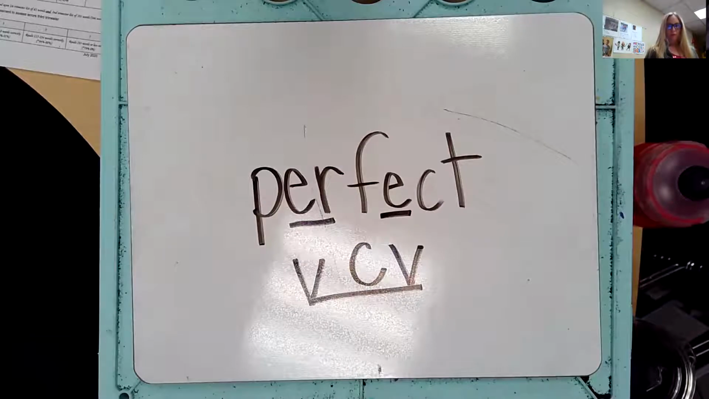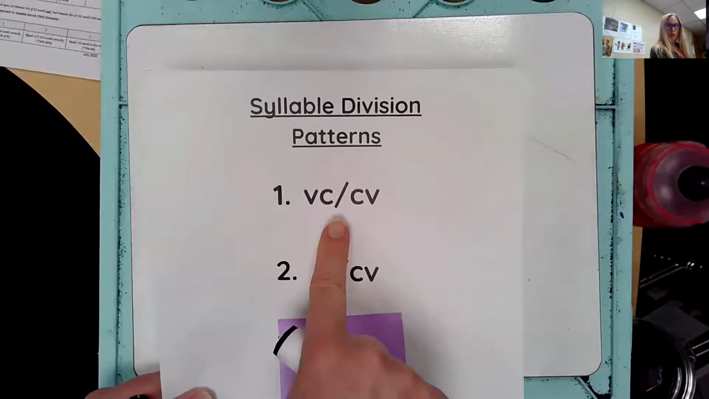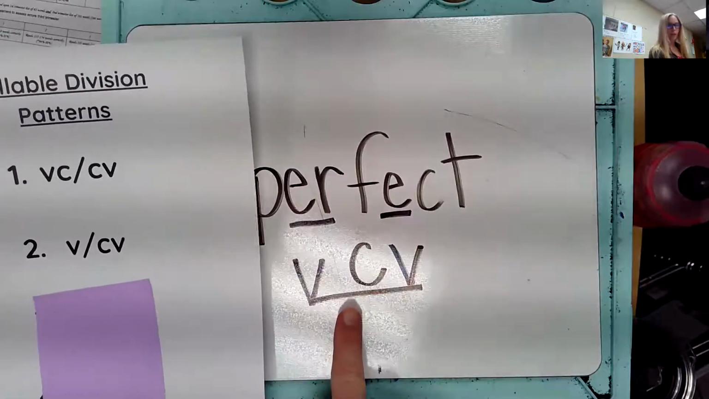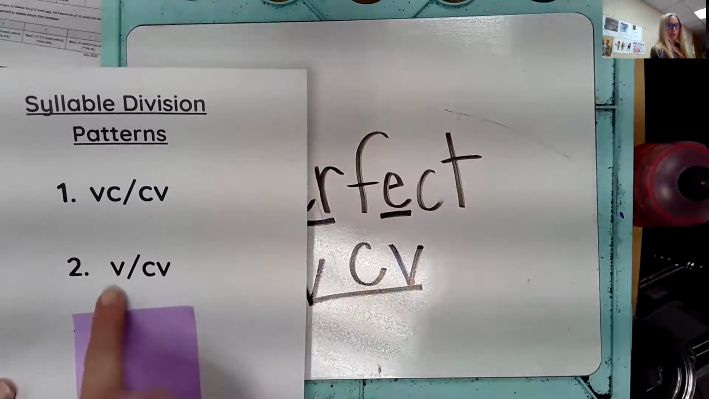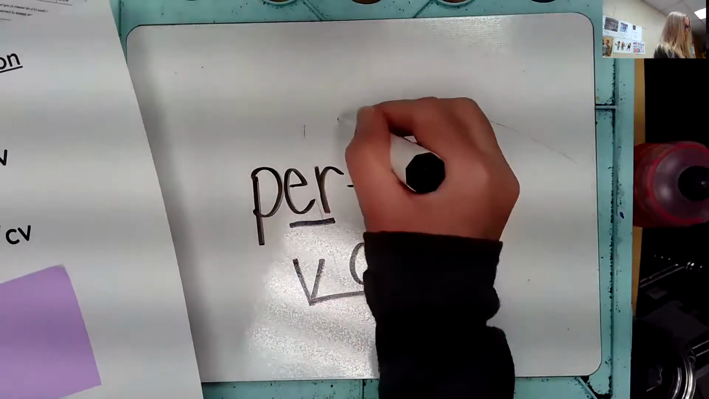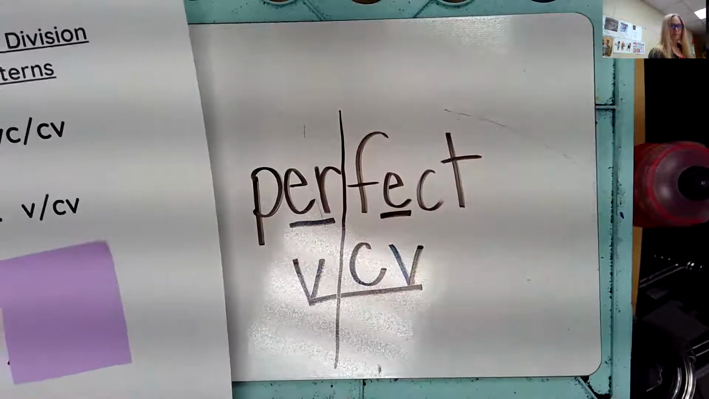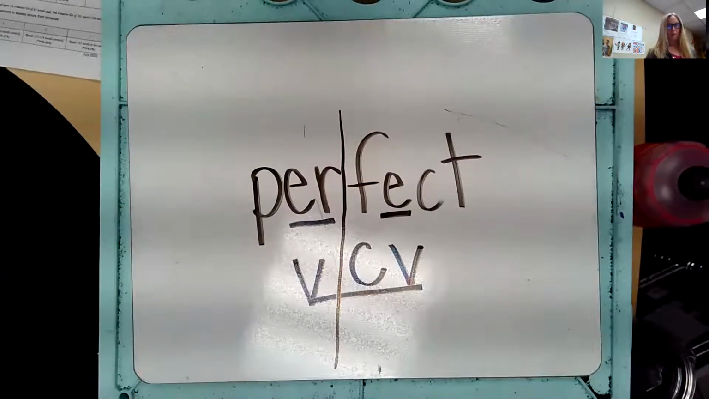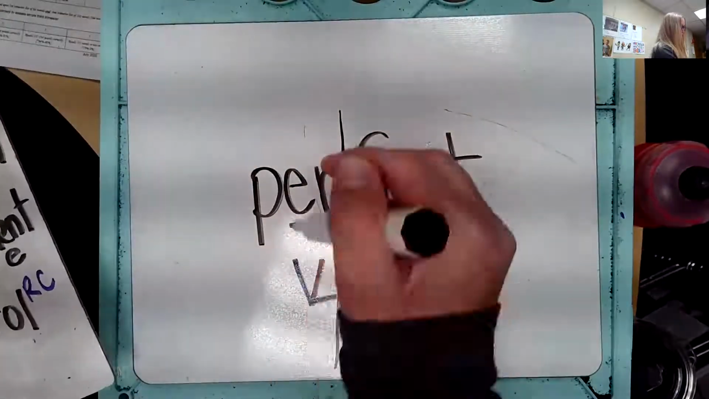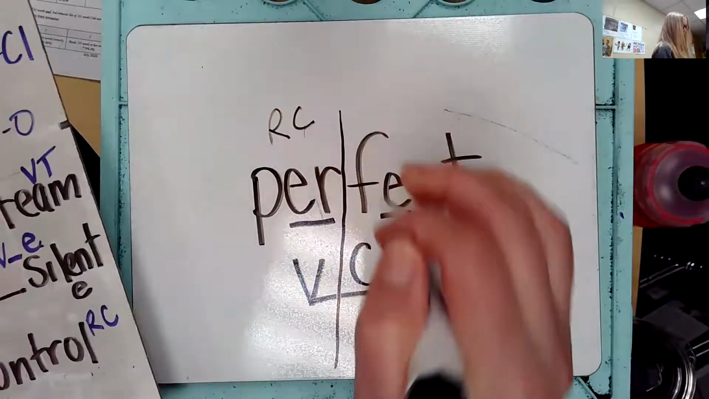So let's take a look at our patterns. Can we draw our syllable between the 2 consonants? Nope, we don't have 2 consonants, but we can mark it after the vowel before the consonant. There we go. All right, we can look at our vowel patterns now. We know that if we have a vowel and then an R, that is R control. So here's an R control pattern.